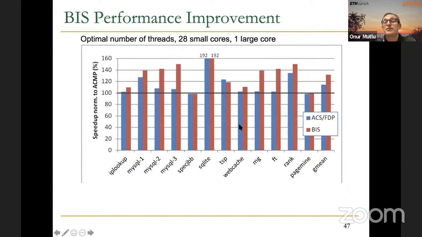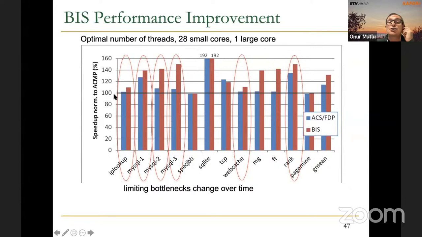Okay, and this is the performance improvement we get. This is one example of performance improvement results with 32 small core equivalents. And you can see that ACS/FDP, which can be used together, gives some performance improvement, that's good on these workloads. It's respectable, basically. But bottleneck identification and scheduling actually buys even more performance improvement. So there are some workloads that ACS is applicable to, there are some workloads FDP is applicable to, and they together provide performance improvements, whereas BIS is applicable to all of the workloads. And there are many workloads where limiting bottlenecks change over time, you can see that. And as a result, BIS actually provides a lot of performance, as in the analysis in the paper.